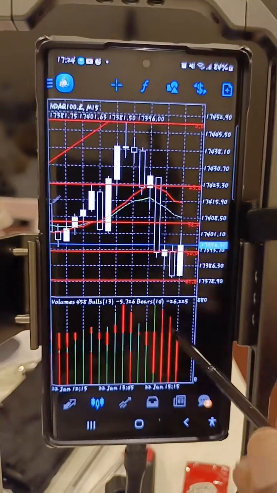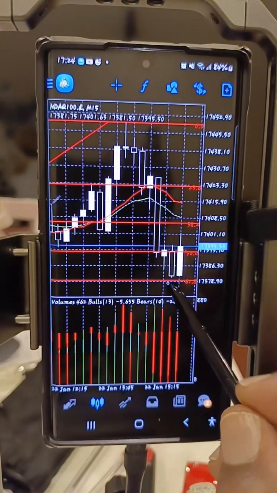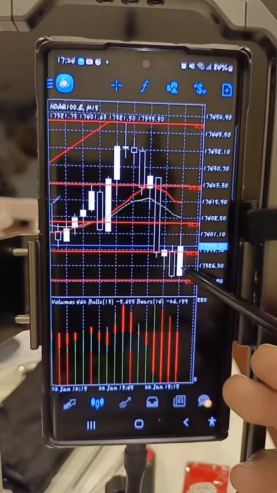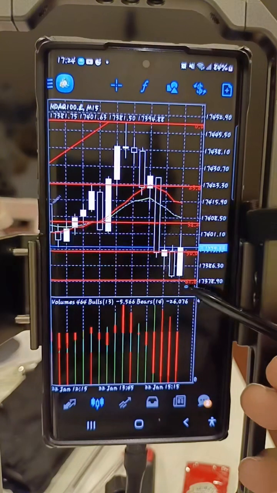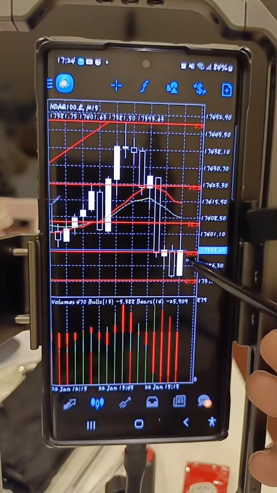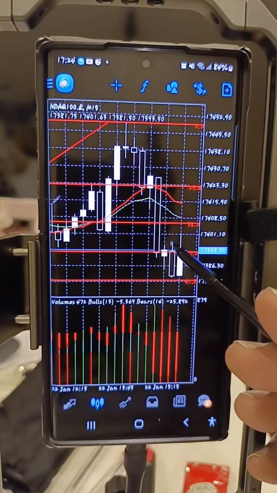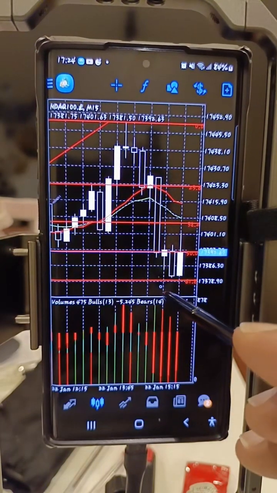So you can see here nicely. And this is just showing you that Fibonacci is quite a powerful tool. It is respecting the Fibonacci 61.8. Let's just see what happened here when the New York session opens.